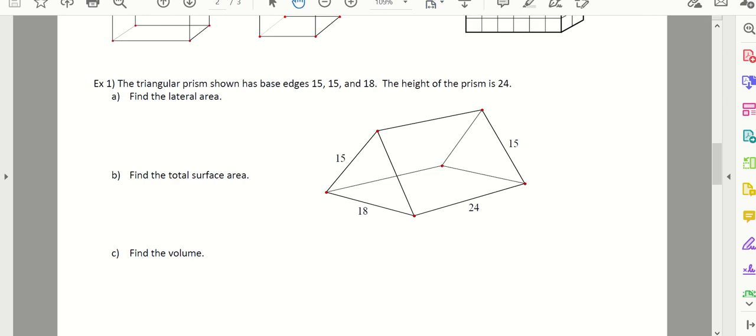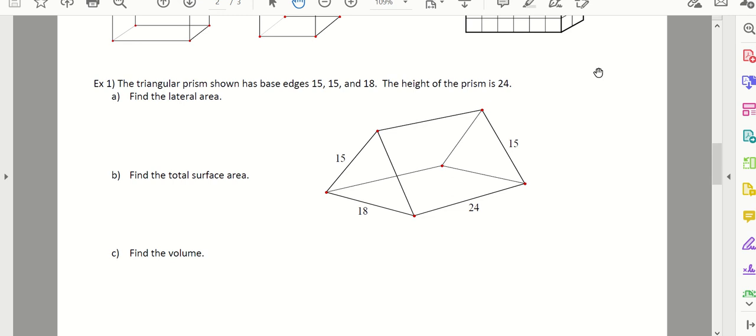On to example 1. I'm going to reveal these one at a time. So if you're having a hard time with this, just check back and you can see part A and then see part B and then see part C as well. So example 1, the triangular prism shown has base edges of 15, 15, and 18. The height of the prism is 24. So when it says the height, we assume it is that perpendicular segment there. That is enough to know that this is the actual height of this prism, and we don't have to worry about, oh, I've got to find that perpendicular segment. It is implied by them using the word height here. So the height of the prism is 24.